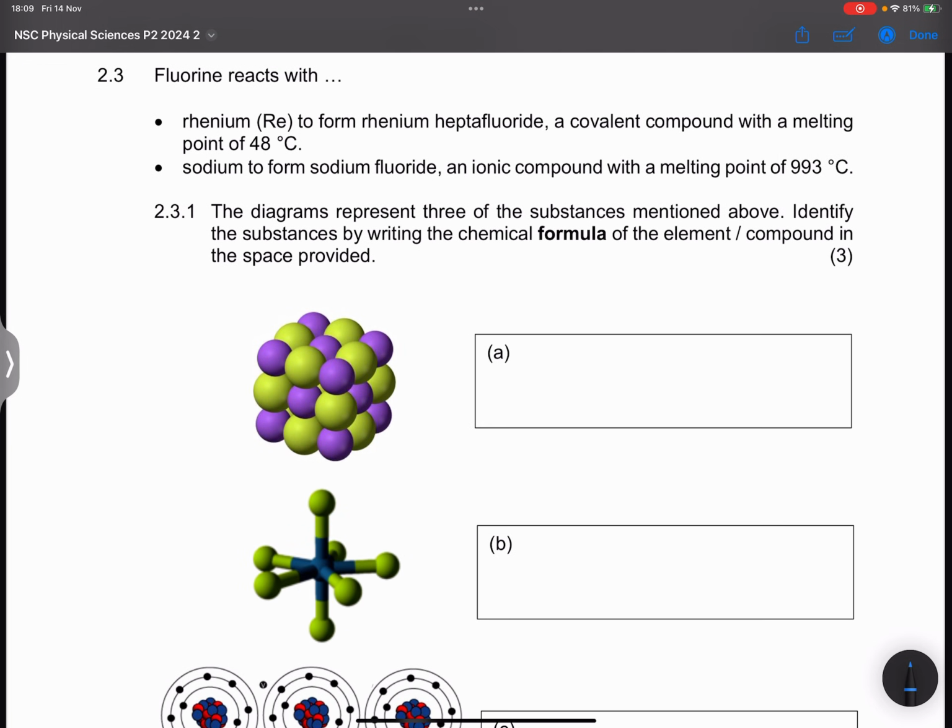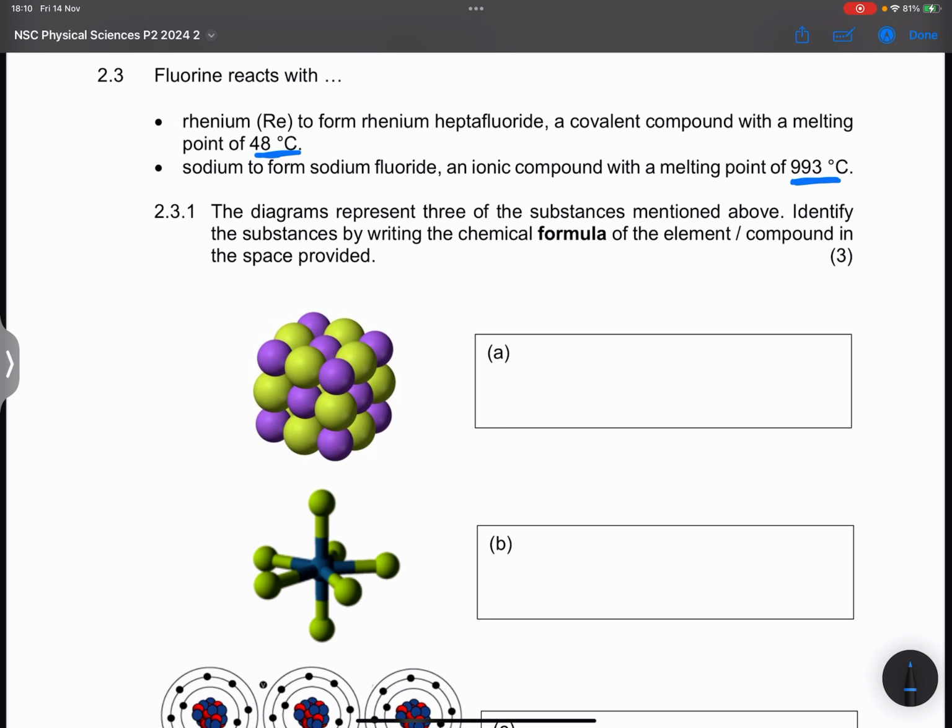They say fluorine reacts with rhenium to form rhenium heptafluoride, a covalent compound with a melting point of 48. So notice, it also reacts with sodium to form sodium fluoride, an ionic compound with a melting point of 993. Notice, of course, the second one, reacting with fluoride, yields a higher melting point.